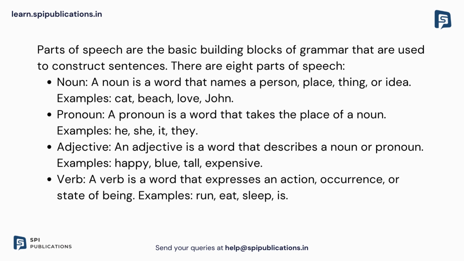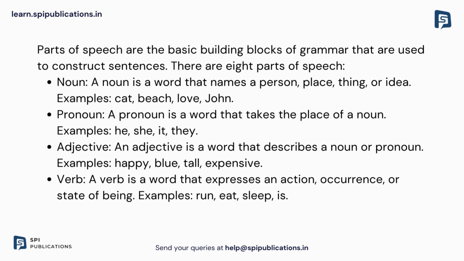Noun. A noun is a word that names a person, place, thing, or idea. Examples: cat, beach, love, John. Pronoun. A pronoun is a word that takes the place of a noun. Examples: he, she, it, they. Adjective. An adjective is a word that describes a noun or pronoun. Examples: happy, blue, tall, expensive.